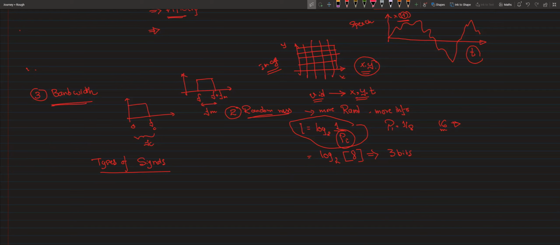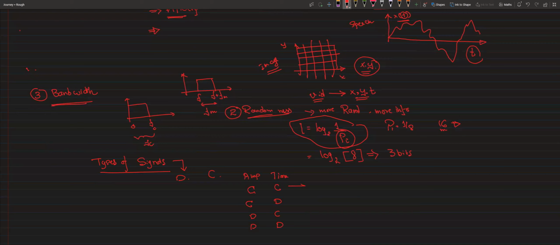But it depends on continuous time and discrete time signal, right? It depends on how we sample the signal. It can be discrete or continuous. When I say discrete or continuous, there are various possibilities. I can have amplitude and time. One possibility is amplitude is continuous, time is continuous. Amplitude is continuous, time is discrete. Amplitude is discrete, time is continuous. And amplitude is discrete, time is also discrete.